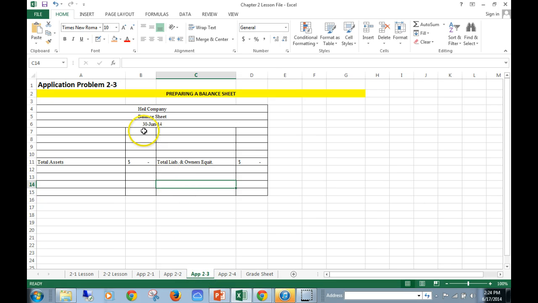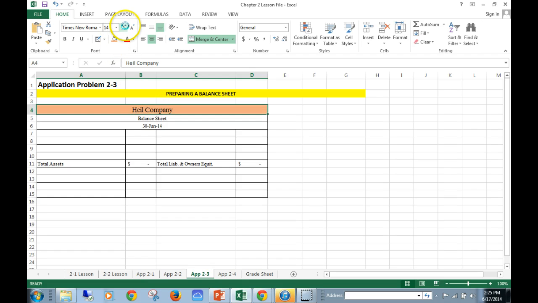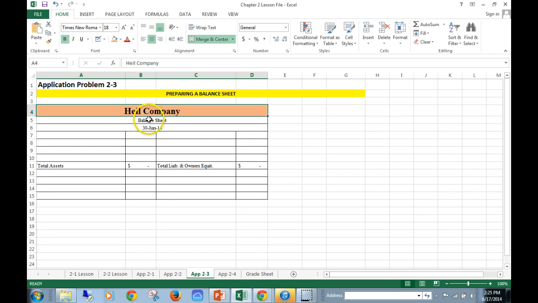As you can see, I've already started the balance sheet for you. Again, maybe we come up here and format this a little bit and make it look more presentable for our boss if we're the accountant. But again, you need assets, and you need liabilities. You need owner's equity.